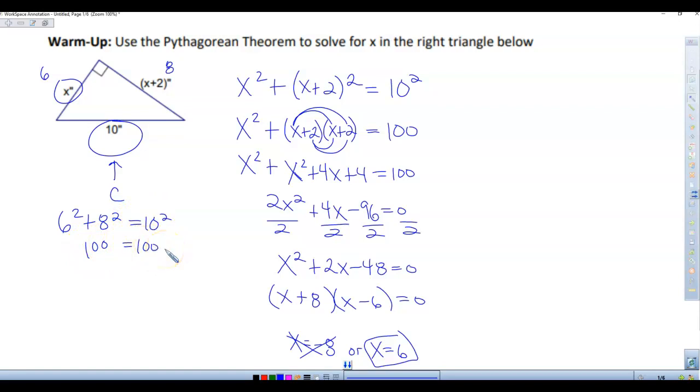So just a little review of the Pythagorean theorem and the types of problems I'll ask you to solve. They're going to be a little more complicated sometimes than just solving for a numeric side length.